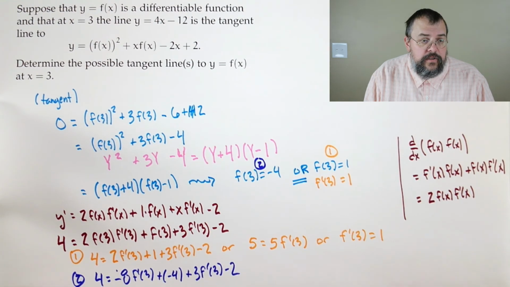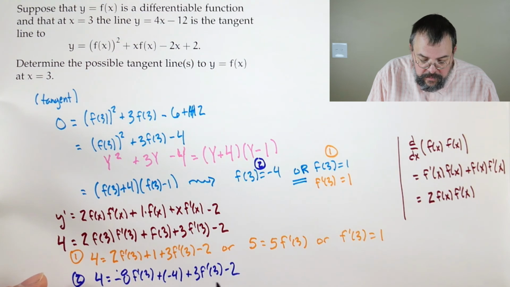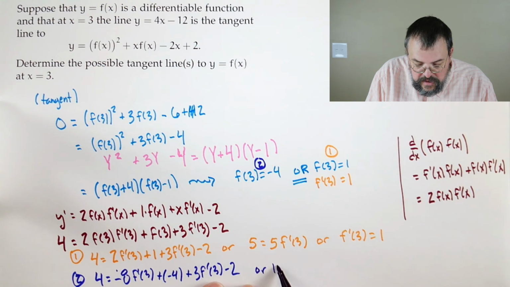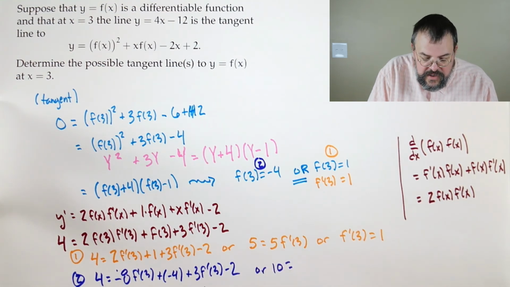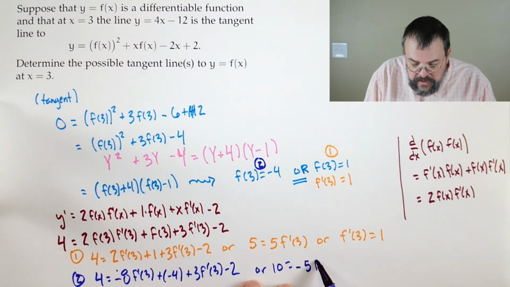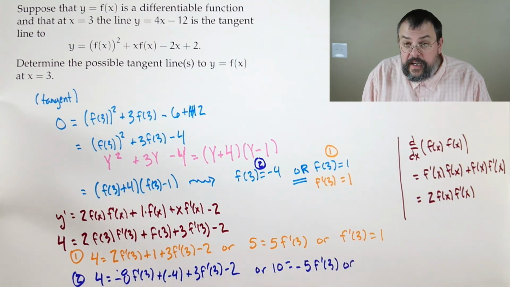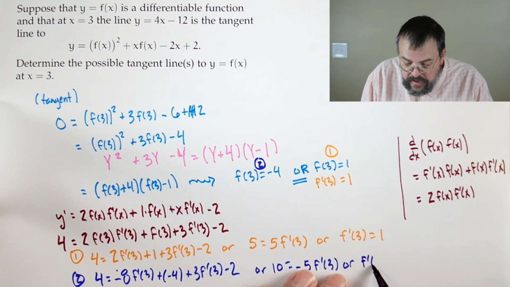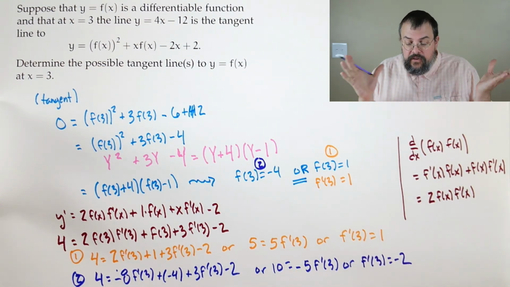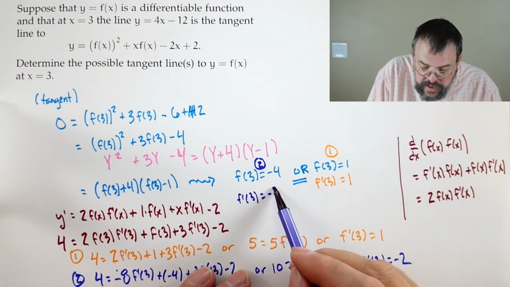Now, if we start moving things around, well, what do we have? We have a 4, there's a minus 4 and a minus 2, so that's minus 6. Move it to the other side, that makes it 10. Minus 8 plus 3 would be negative 5. So if 10 equals negative 5 f prime of 3, or divide both sides by negative 5, f prime of 3 is negative 2. Okay, so that's still a possibility. So f prime of 3 is negative 2.